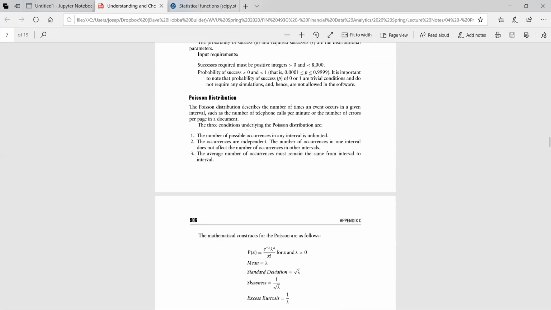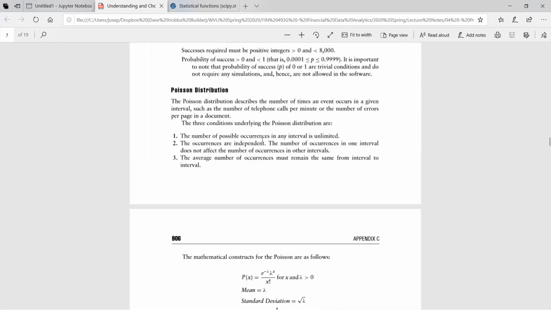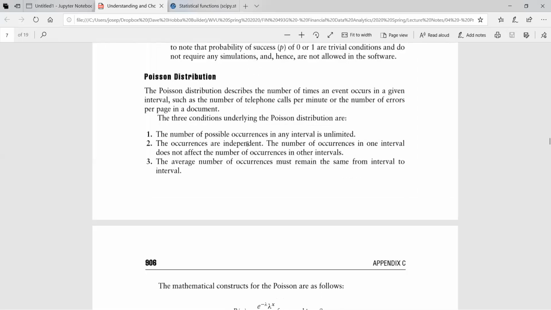In order to be a Poisson distribution, the number of possible occurrences in any interval is unlimited. So you could have 0. You have to have at least 0 because it's countable. You can't have negative customers per week, but you could have 0 customers in a given week. You could have infinitely many, but you're not going to. You probably wouldn't have more than several hundred.